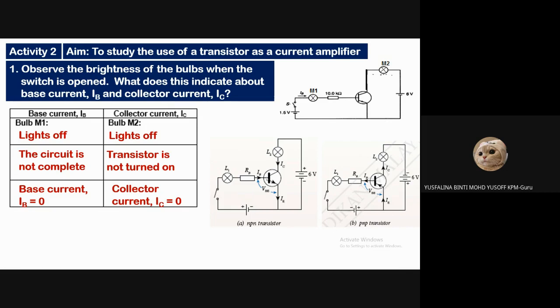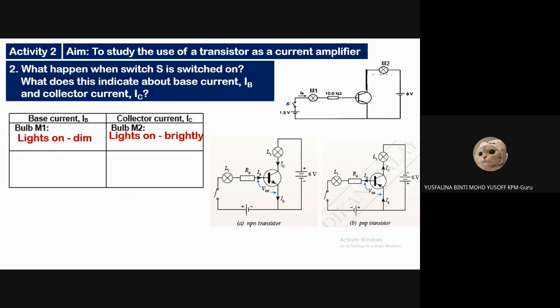In order to make the transistor switch on, IB must have current that flows through it. So now the circuit is not complete for IB, and the transistor is not turned on. Correct, so IB is zero because there's no current. When there's no current, of course the collector current IC will also be zero, because IC depends on IB. Next, this is when the switch is open.